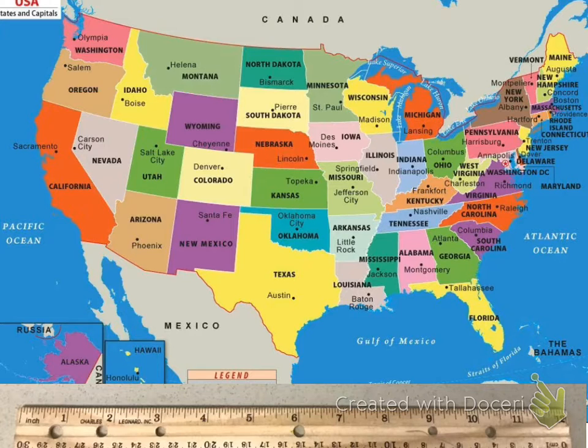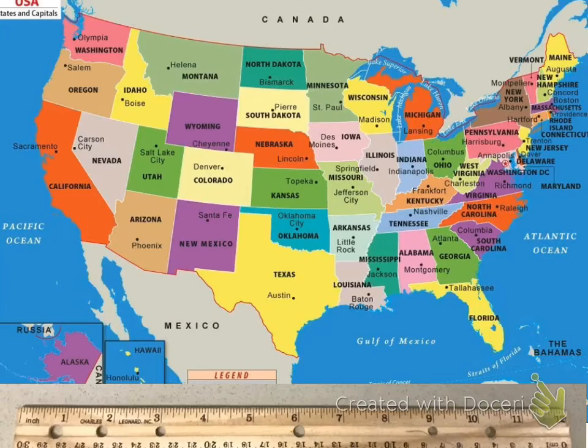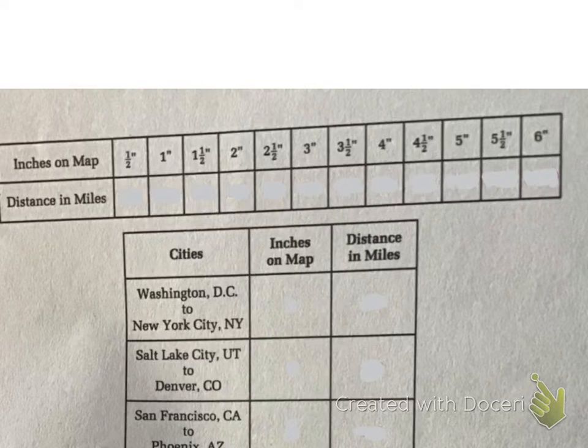If you look on your map, you will see a scale. The scale is usually a box in the lower right-hand corner of our map. I don't really have one on mine, but it would say something like 1 inch equals 200 miles. So we know that an inch equals 200 miles.